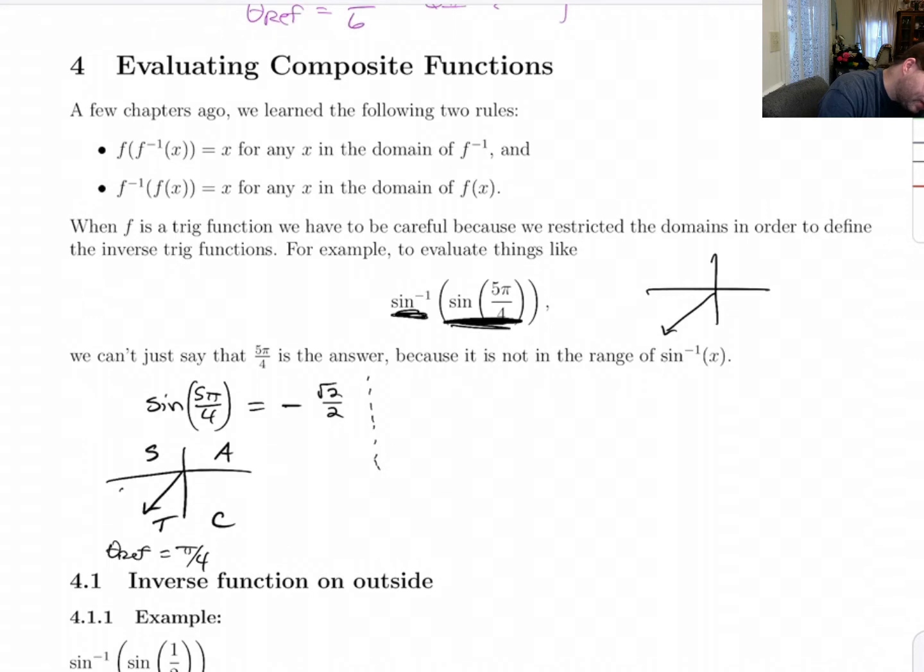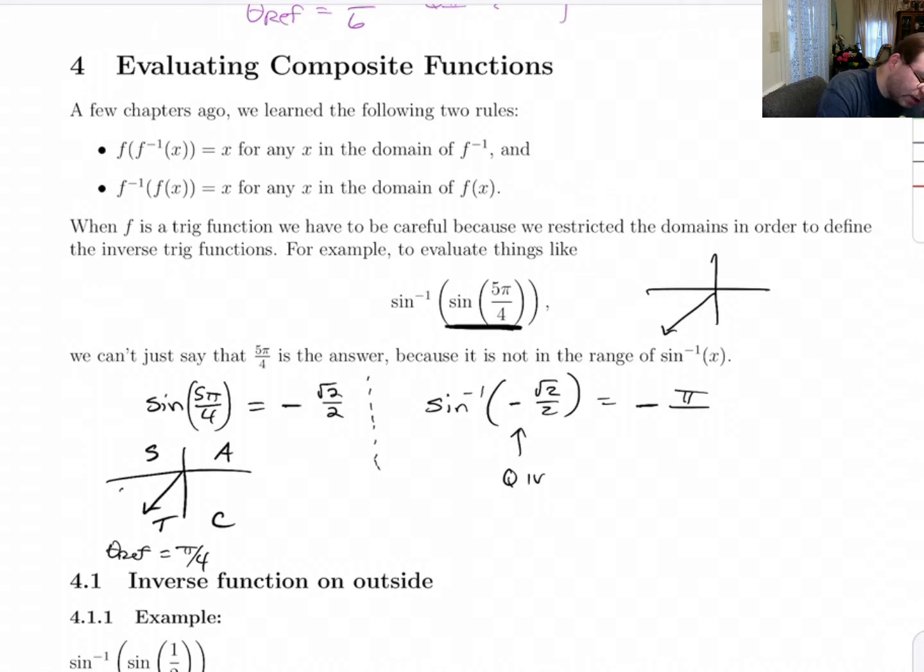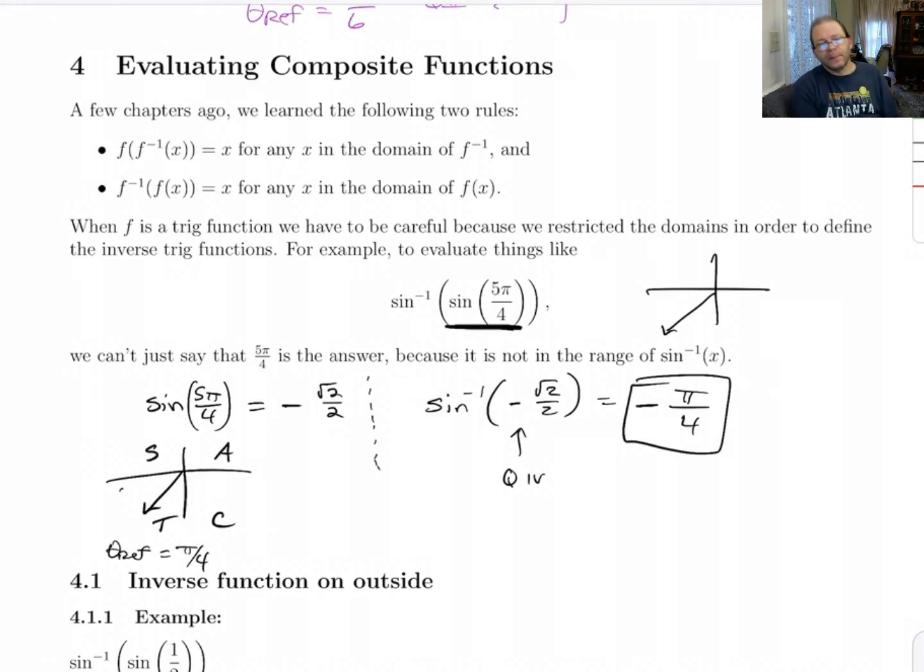So now we can replace this with that. This original thing was inverse sine of minus root 2 over 2. The negative tells us we're in quadrant 4, so it's going to be negative, and which angle has the sine of root 2 over 2? Well, pi over 4. So that's one way you can do it.